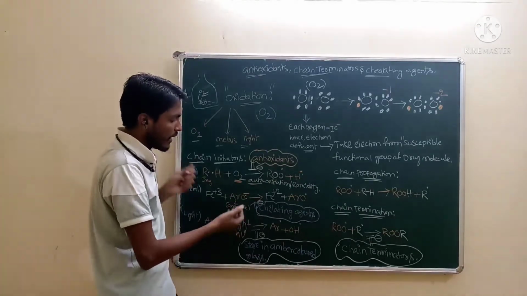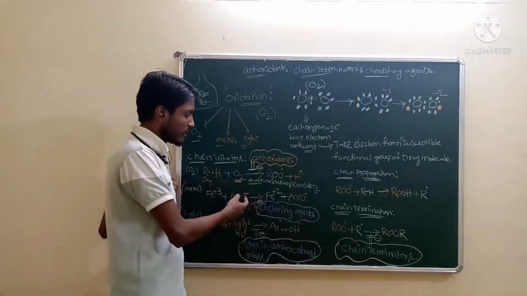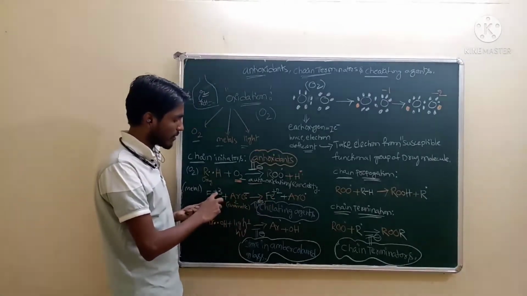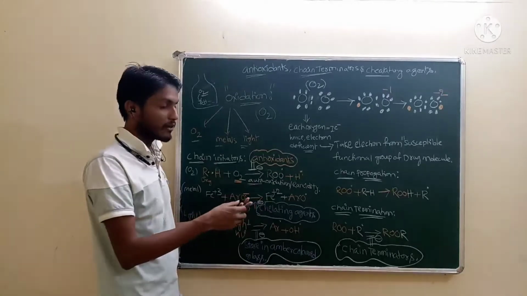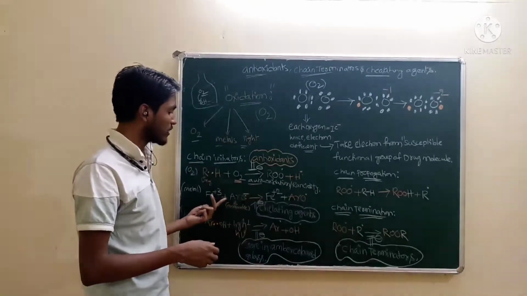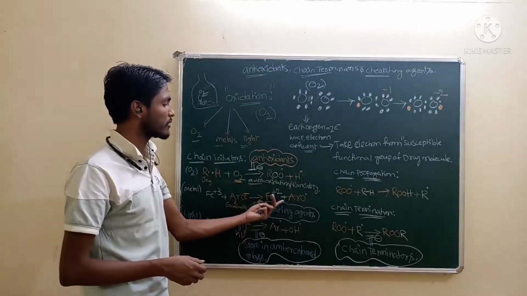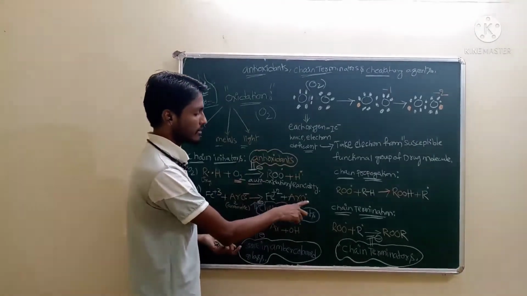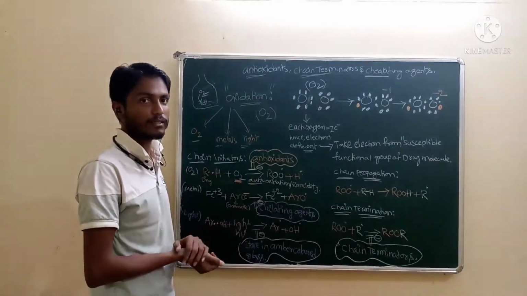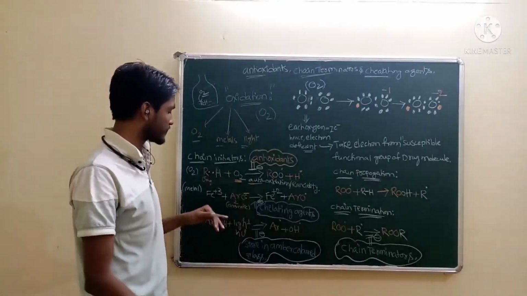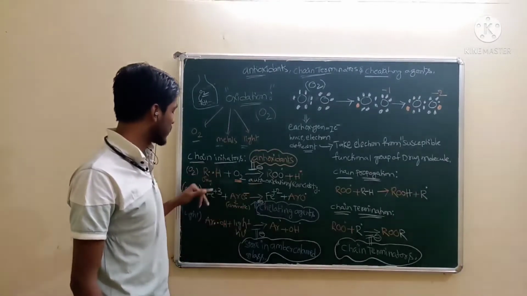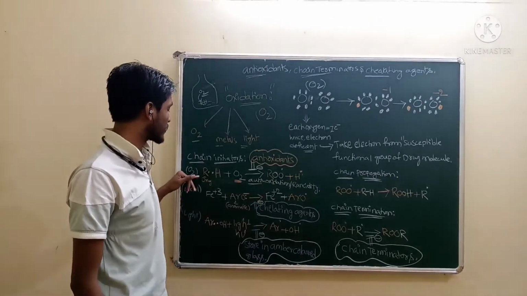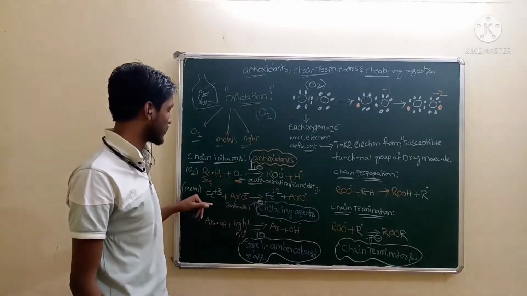When I take one electron from this, there is 3 positive charge and 1 negative charge. When we add 1 negative charge, it becomes Fe +2. Among the 2 electrons, 1 electron remains on the oxygen. We can call it chain initiated by metal. Chain initiated means oxidation catalyzed by metal. Oxidation catalyzed by oxygen is auto-oxidation.